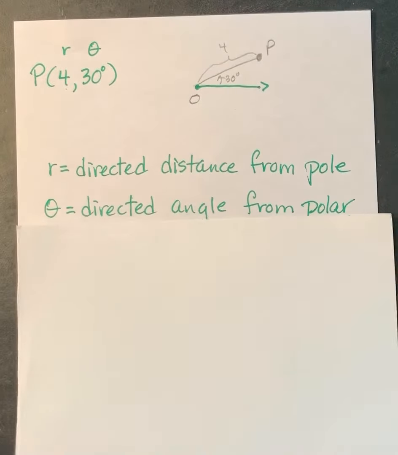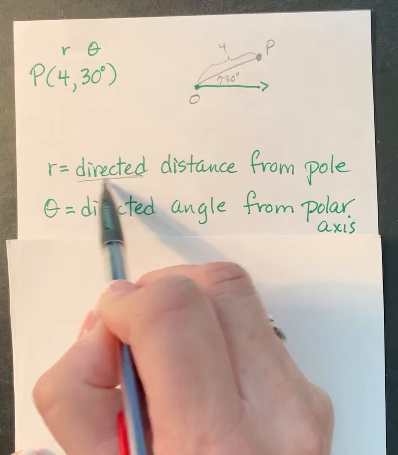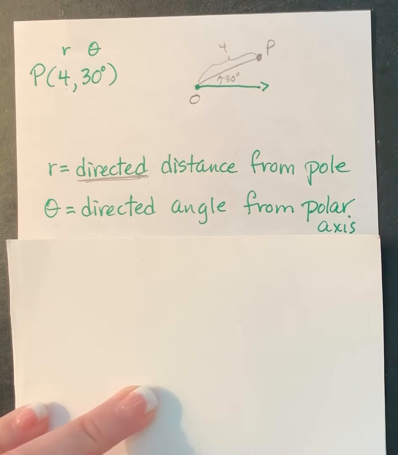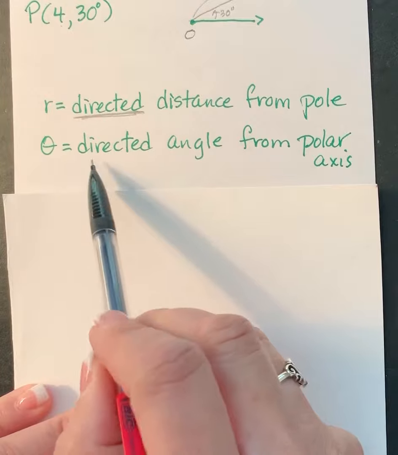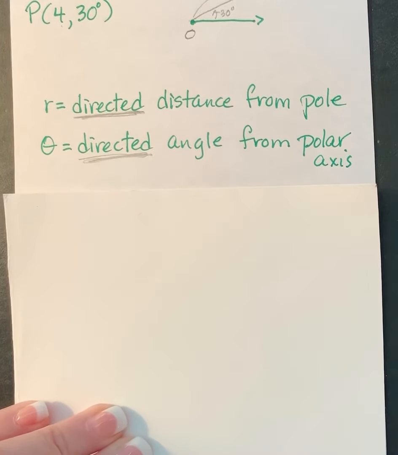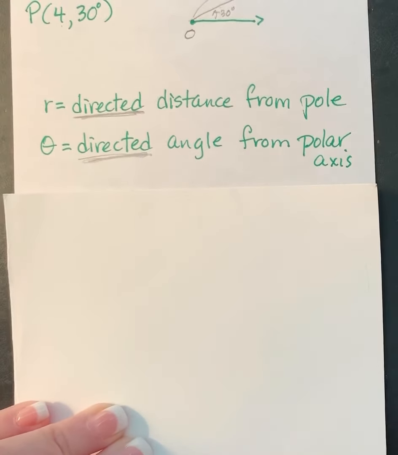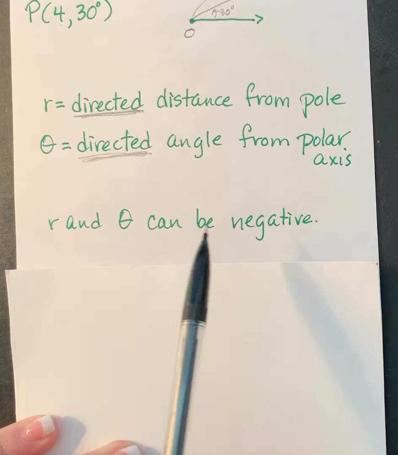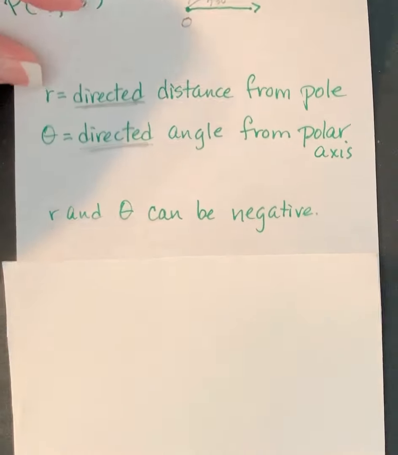Right? So r is what you call the directed distance from the pole. And we say directed, it has a direction. It can be positive or negative. Positive going along the angle, negative going the opposite of the angle. And theta is a directed angle from the polar axis. Again, it's directed, so it can be positive or negative. If it's positive, it'll be going counterclockwise from the polar axis. Negative, it'll go clockwise. So r and theta can be negative. Theta being negative, you're used to. r is a little different, and we'll see some examples.